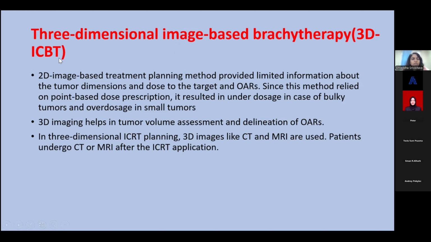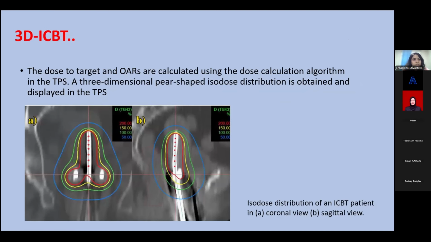So 3D images have already replaced the two-dimensional image-based brachytherapy, because with the help of 3D imaging, we can assess the tumor volume and also delineate the organs at risk or the normal structures around the tumor volume.